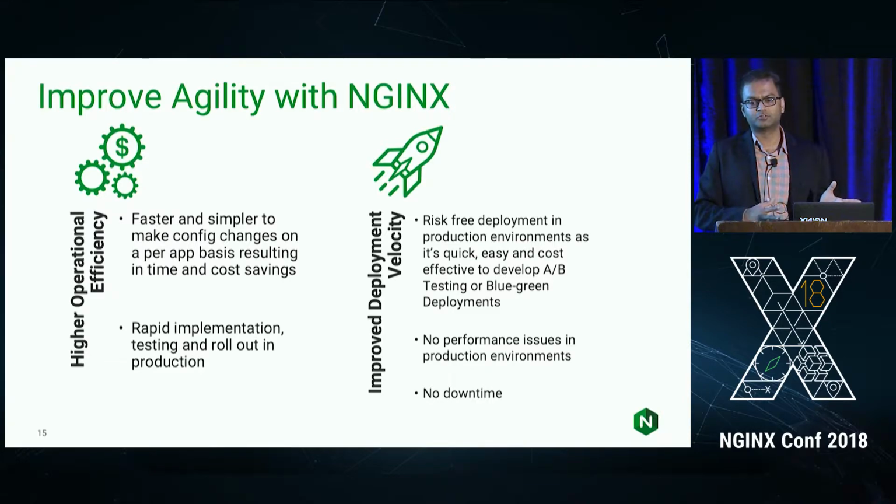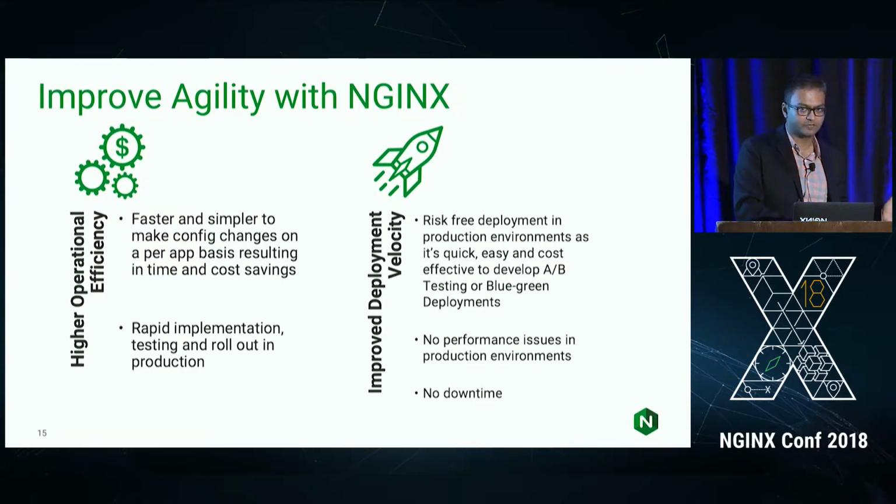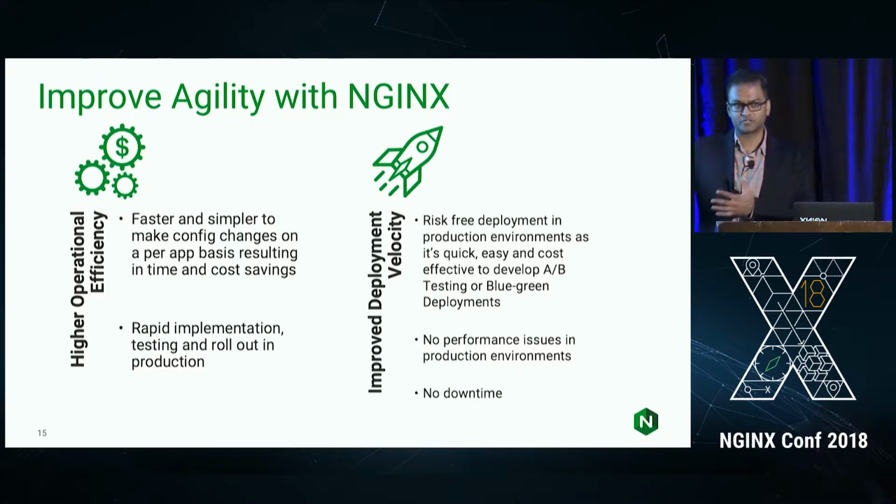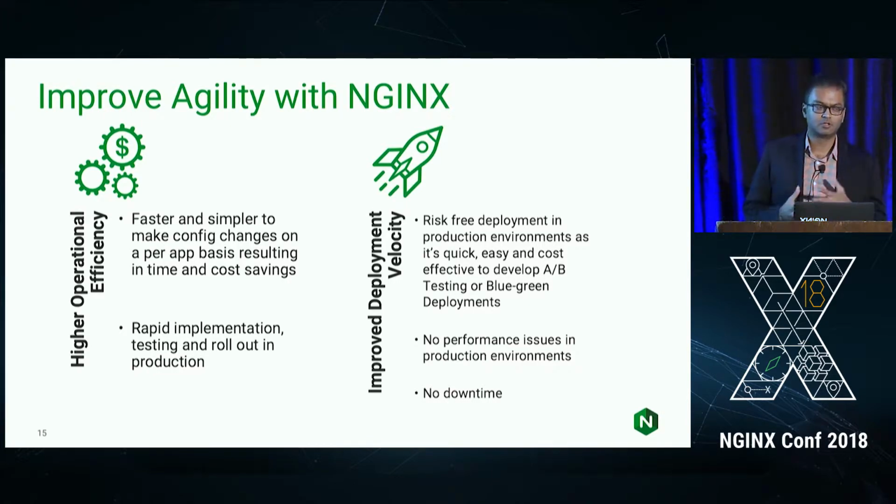So now there's no risk associated with deploying this in production, because they're able to do all these tests, what I call risk-free deployment in production environment, right? There are no performance issues, no downtime. When I say no downtime, I mean because of making a config change. There could be other kinds of downtime, network downtime issues, but there's no downtime associated with this, right?